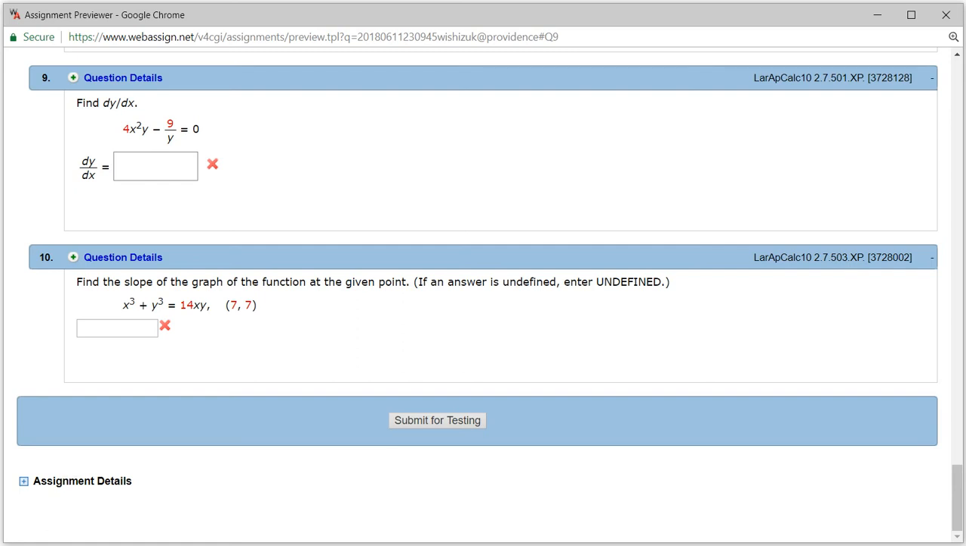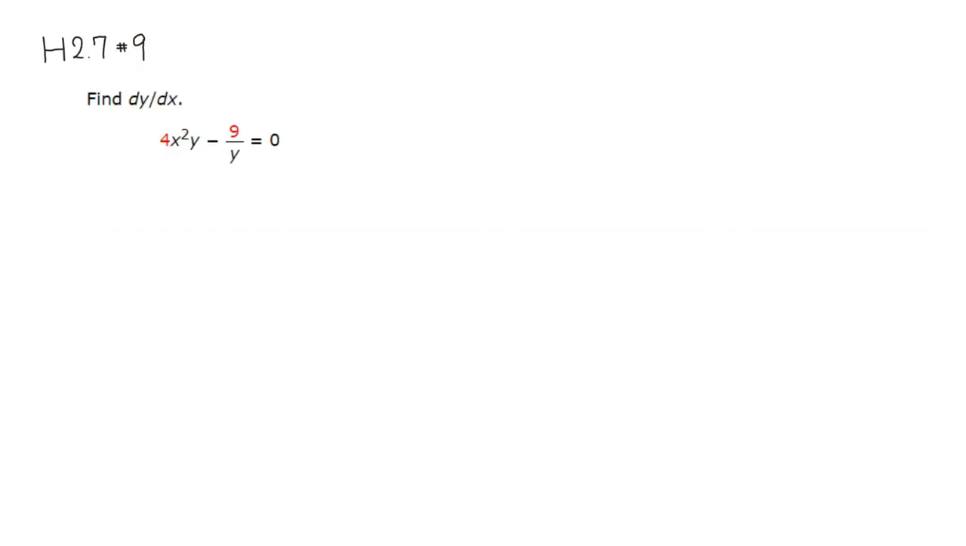Alright, let's look at the homework 2.7, problem number 9. Let's find the dy over dx from this equation. I'm going to go ahead and take the derivative. Here, we're going to take the derivative with respect to x.